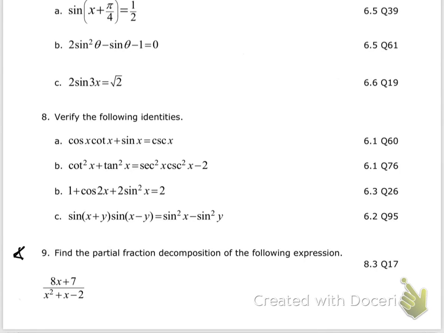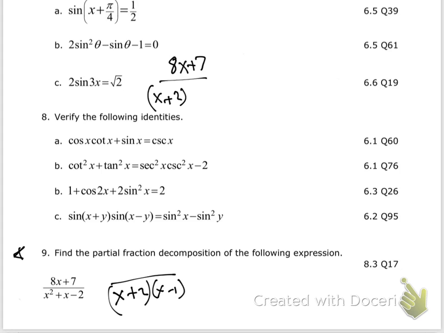Okay, let's look at question 9. Right, let's factor the denominator into x plus 2, x minus 1, okay? So, we're going to do this. The 8x plus 7 over, I may as well factor it, x plus 2, x minus 1 will equal a over x plus 2 plus b over x minus 1, okay? So we've got to find a and b.